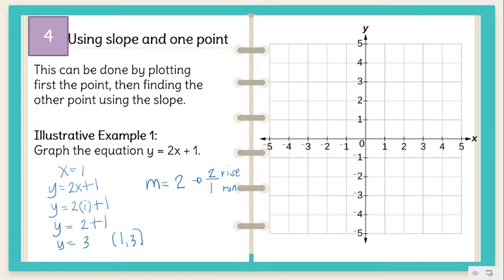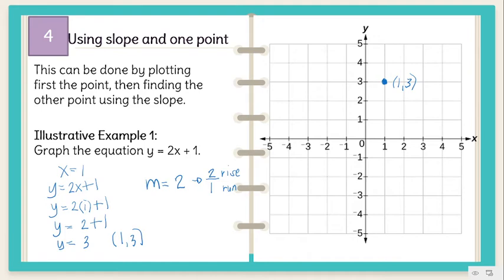So, let's first plot the point (1, 3), which is in quadrant 1. So, from 0, move 1 unit to the right and then 3 units up. So, 1 unit to the right, then 1, 2, 3, 3 units up. And this is (1, 3).